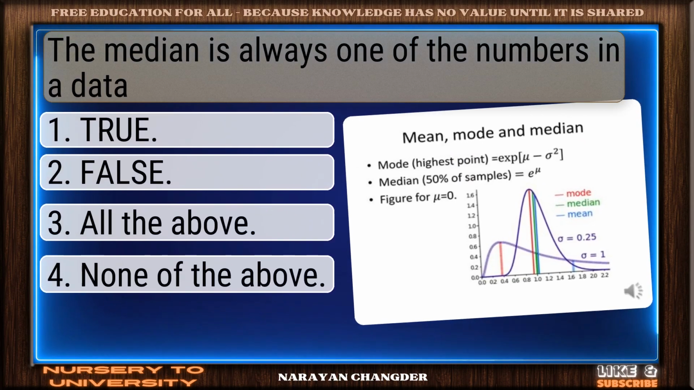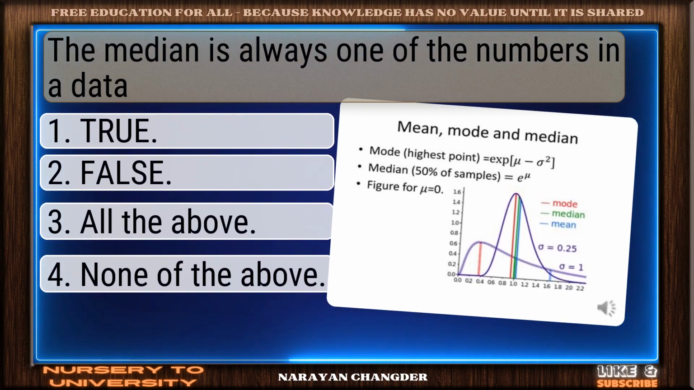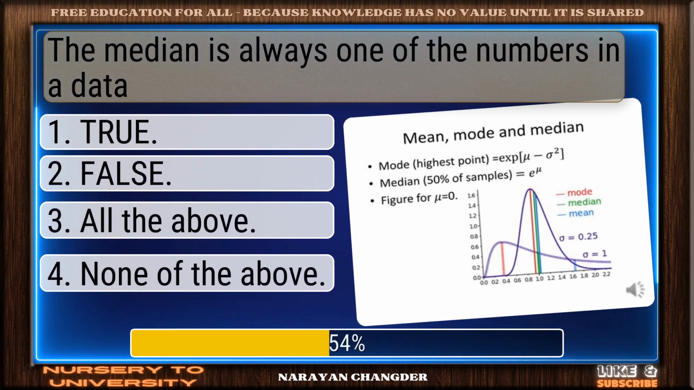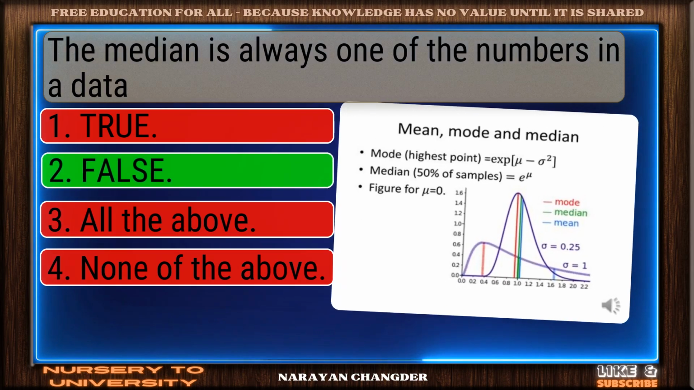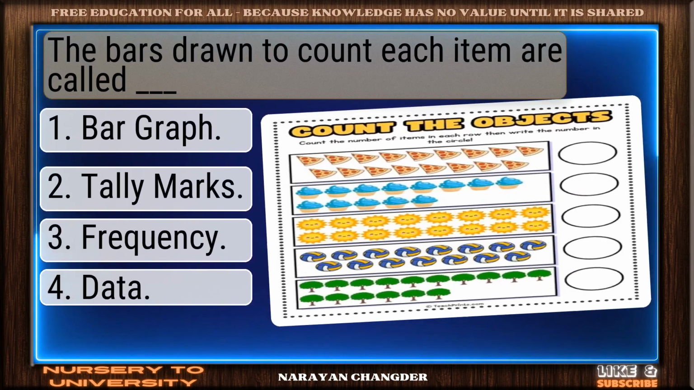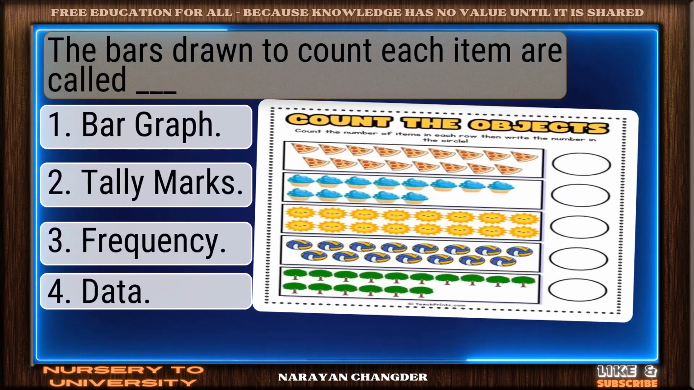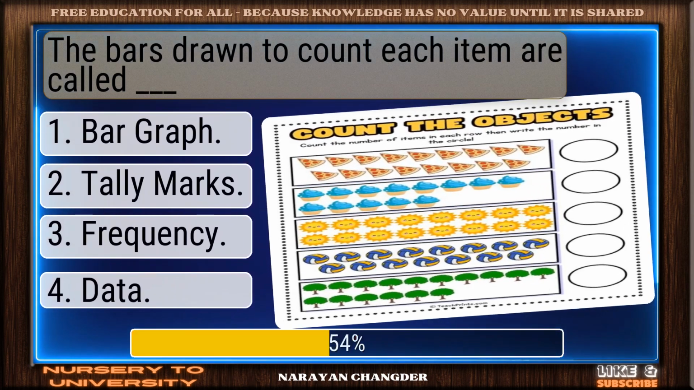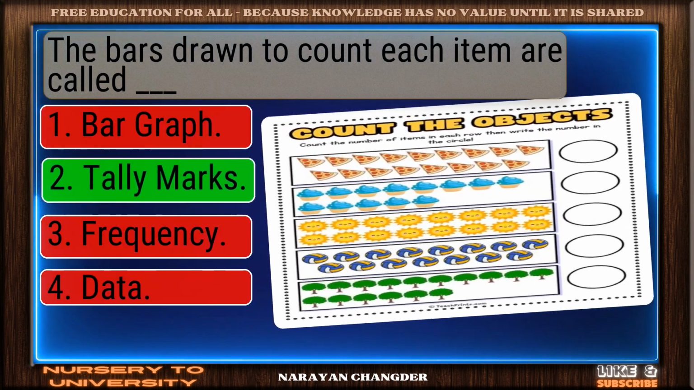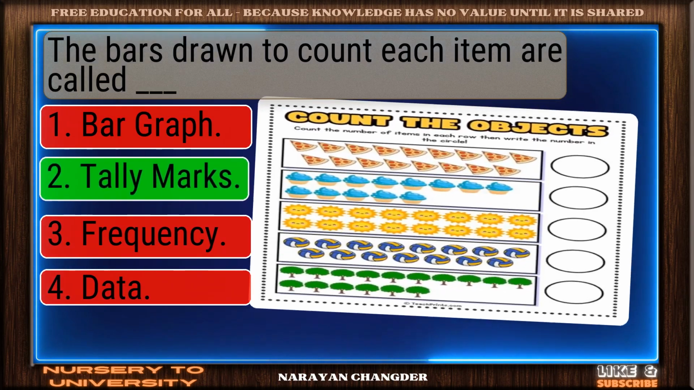Question number 181. The median is always one of the numbers in a data. Exactly. False makes sense, and it is the right choice. Question number 182. The bars drawn to count each item are called dash. Nicely done. Tally marks is a solid answer.